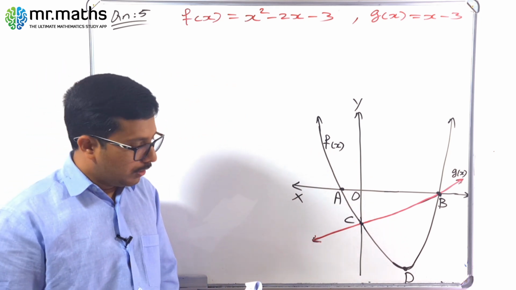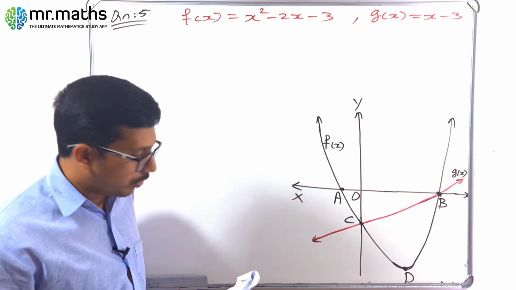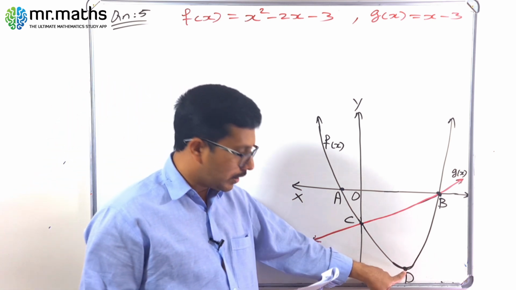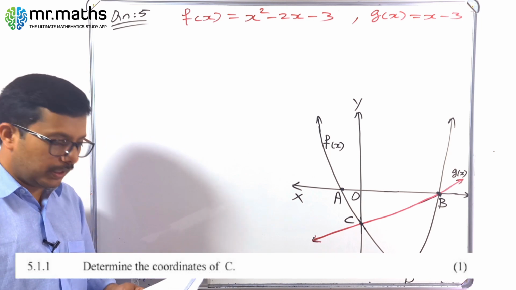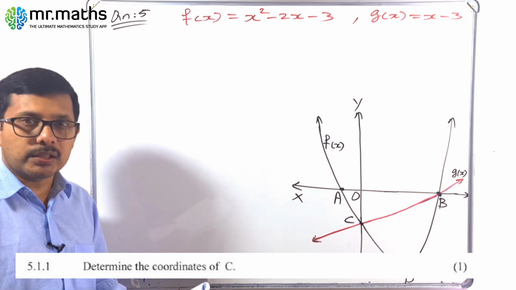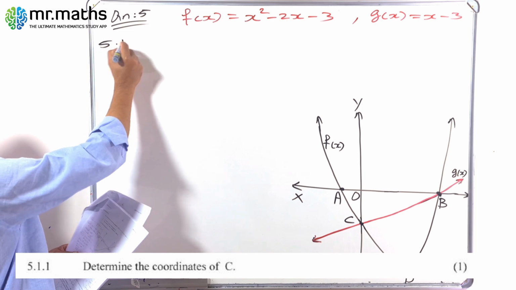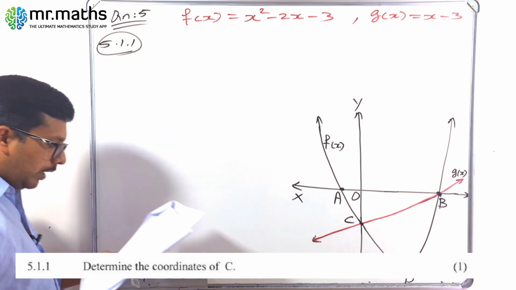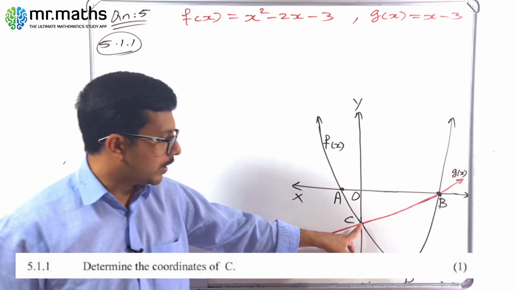Okay. Now D is a turning point of f. So here this one is a turning point of f. So these are the given things, and based on this we have to answer the remaining questions. Okay. First question, 5.1.1. What is that question? Determine the coordinate of C. You have to find the coordinate of C.